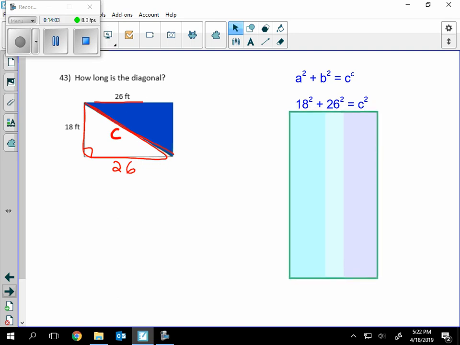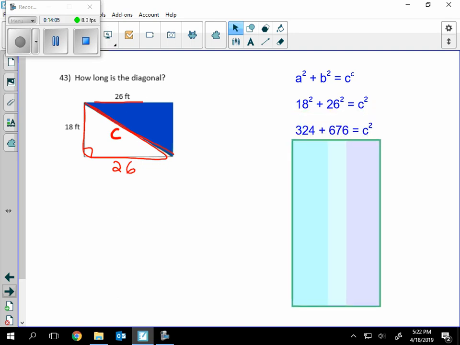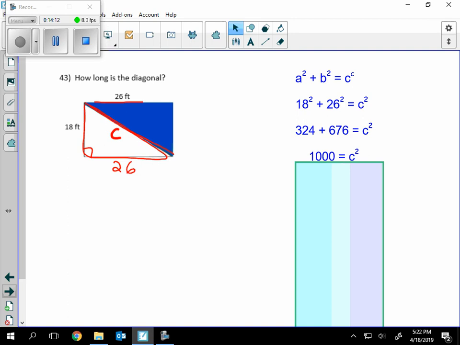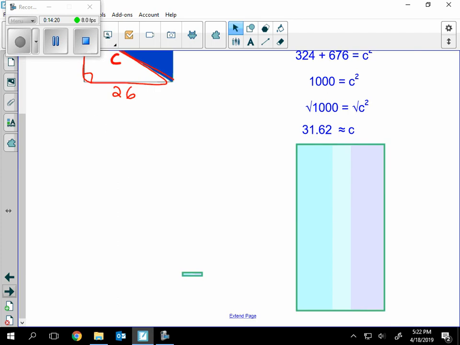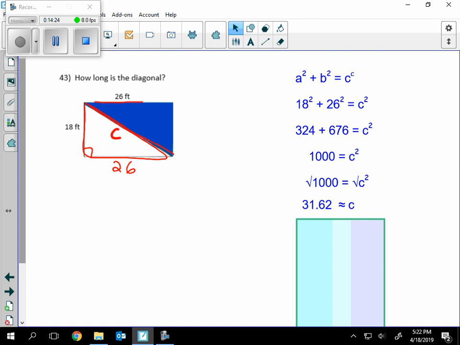Plug your numbers in properly. 18 squared and 26 squared respectively. 324 and 676. Add them up. Ooh, a nice even 1,000. Square root both sides. It doesn't come out great though, does it? Nah. It becomes 31.62 approximately.